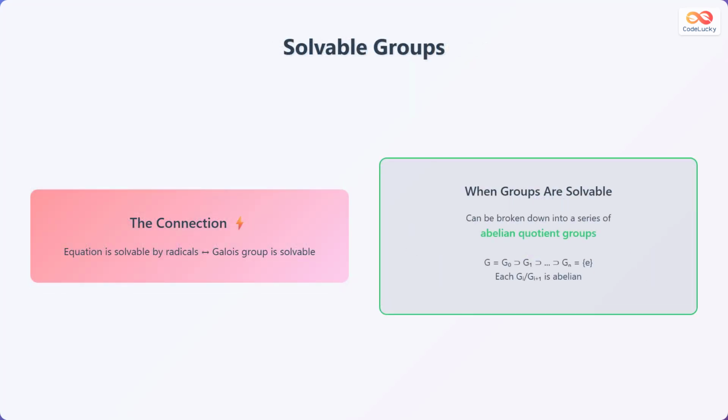The connection between the solvability of an equation by radicals and its Galois group is a crucial insight of Galois theory. An equation is solvable by radicals if and only if its Galois group is solvable. A group is considered solvable if it can be broken down into a series of abelian quotient groups. That is, we have a series of subgroups G = G_0 ⊃ G_1 ⊃ ... ⊃ G_n = {e}, the identity element, such that each quotient group G_i / G_(i+1) is abelian.